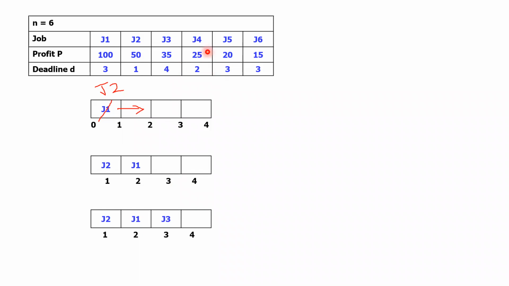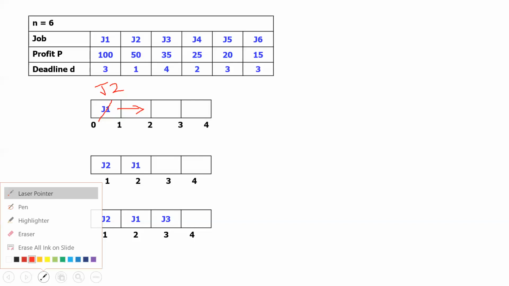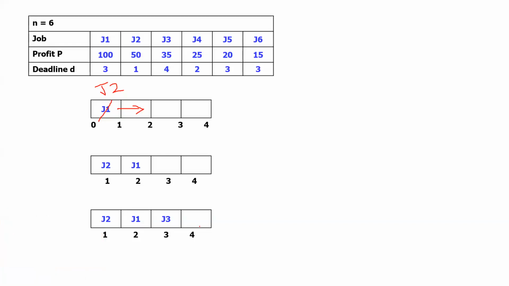Now I'm going to select J4. J4's deadline is 2. Now, if I schedule J4 here, then it will not be a feasible solution because a constraint is being violated. J4 must be finished within deadline 2. So I'll have to reorder.